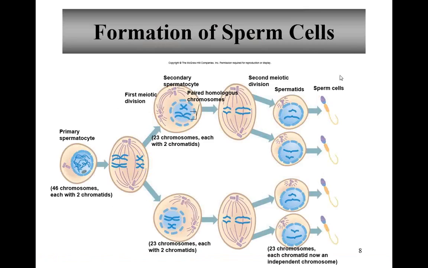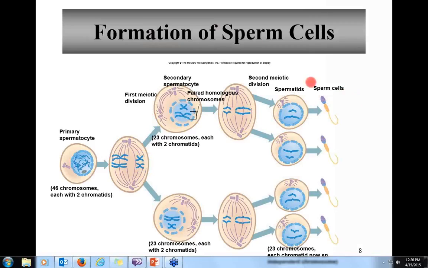Okay. What I'm showing you here is how sperm cells are formed. You go from a primary spermatocyte, which has 46 chromosomes. It undergoes 2 divisions, again, meiosis, and it creates 4 sperm cells. This is different than the female sex cells, which we'll talk about here shortly.